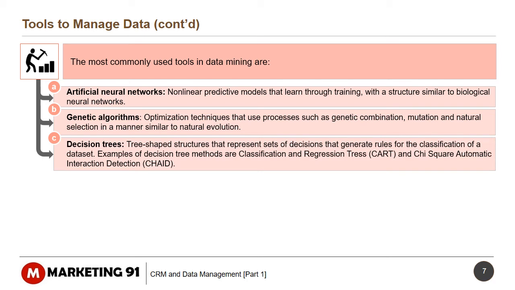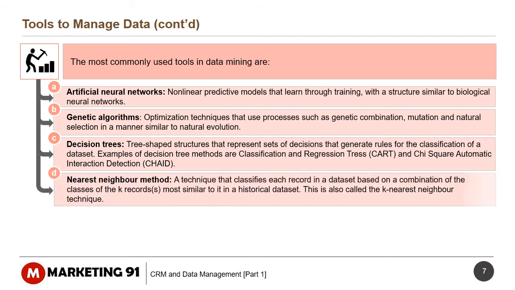Decision trees, tree-shaped structures that represent sets of decisions that generate rules for the classification of a data set. Examples of decision tree methods are classification and regression tree, CART, and chi-square automatic interaction detection, CHAID.